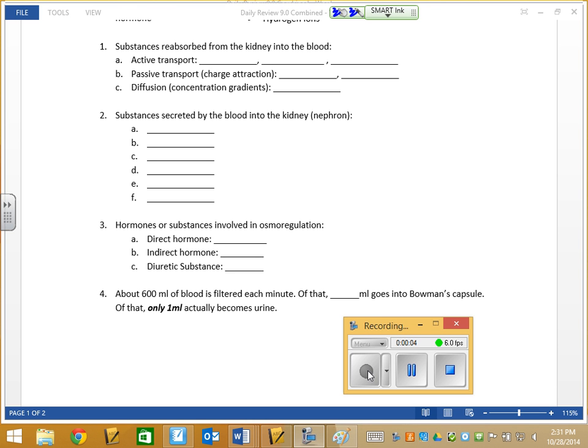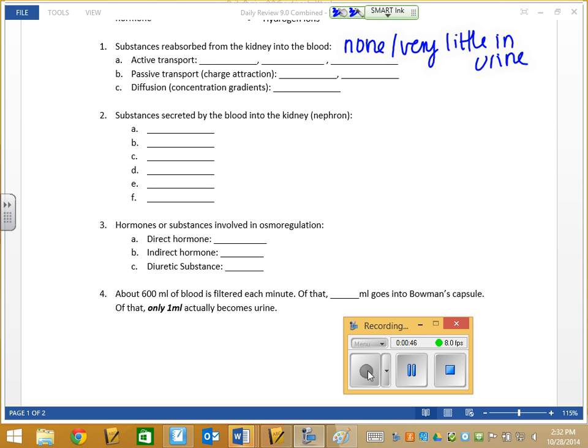On this side of the sheet, what we're talking about here is which substances are reabsorbed from the kidney into the blood. And what I want to make sure everybody realizes is that for all of these substances there should be none, or there should be very little, in your urine. So if I were to ask you on the quiz what's a substance that I would find in the filtrate at the beginning of the nephron, but that I wouldn't find in the urine that's produced at the end, these are all substances that would answer that question.